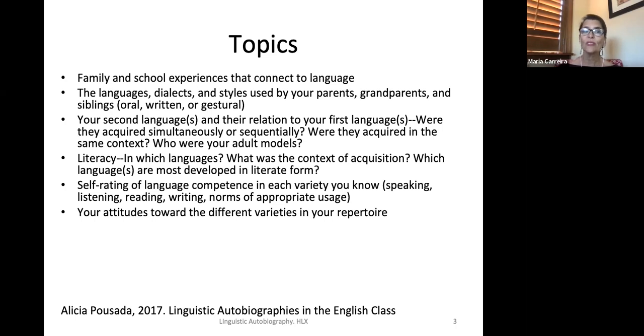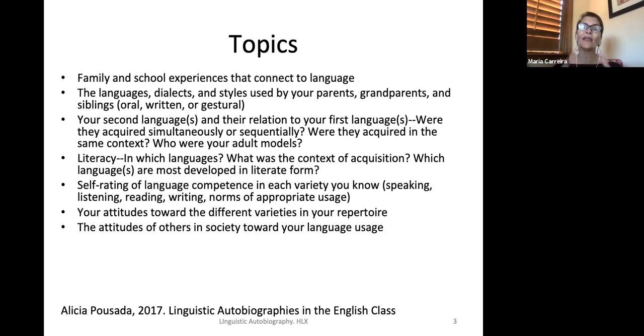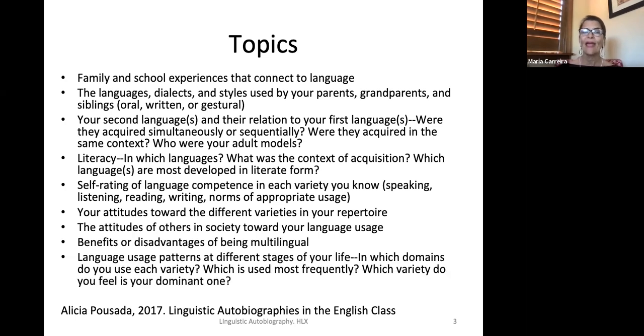We can also ask students about their attitudes towards the different varieties in their linguistic repertoire: English, Spanish, academic Spanish, home Spanish, etc. Equally important and valuable is to ask them about the attitudes of others in society, that is, society at large, about their language. The benefits or disadvantages of being multilingual is also a great topic, as is language usage patterns at different stages of your life.